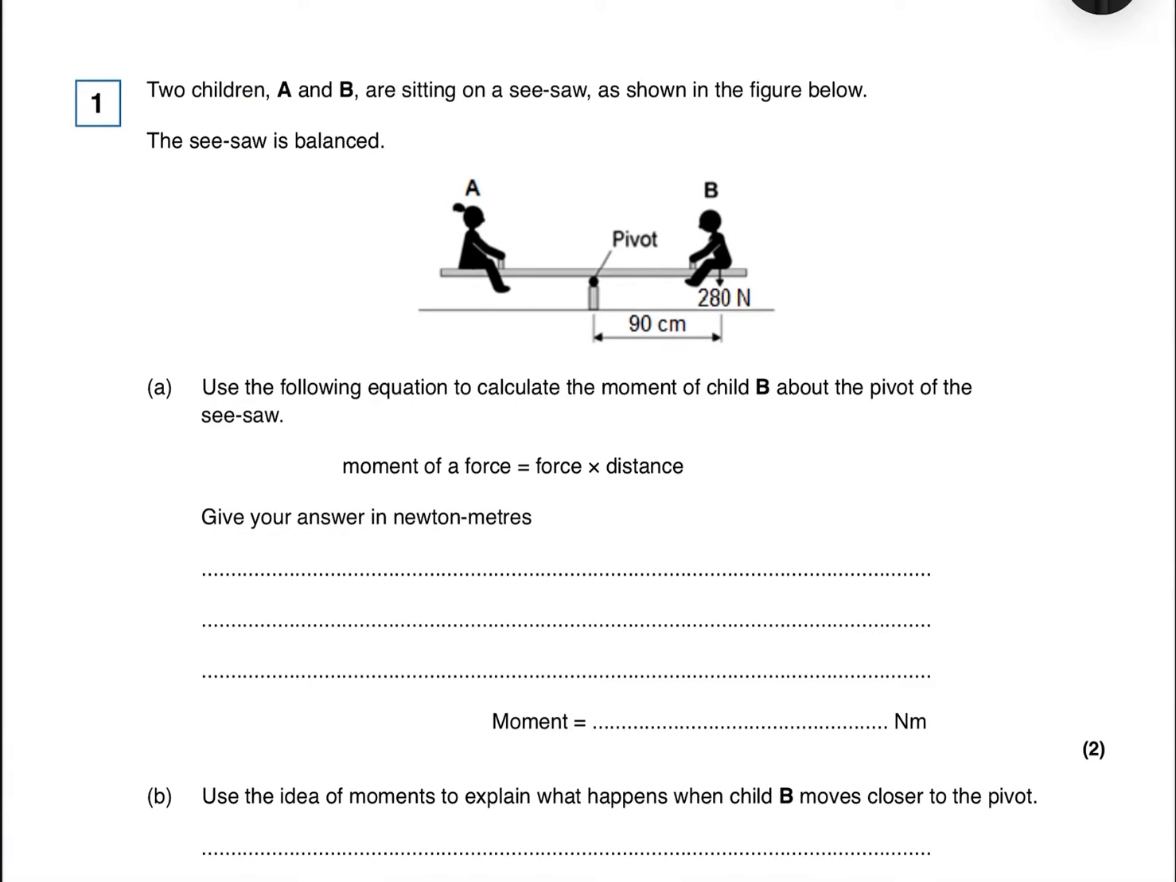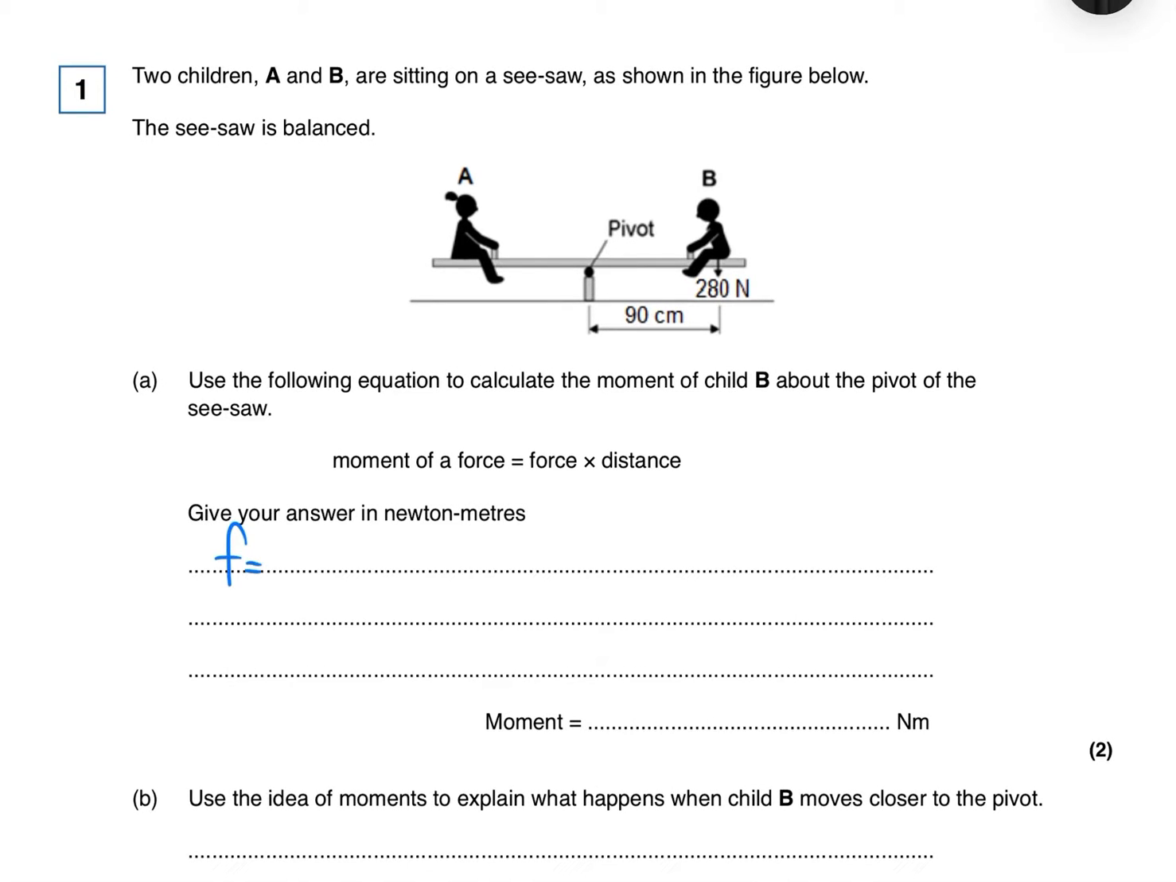Two children, A and B, are sitting on a seesaw as shown in the figure below. The seesaw is balanced. They're asking us to basically use the equation of moment to calculate the moment of child B about the pivot of the seesaw. Now, before you go ahead and do anything, let's write down the information that we have been given.